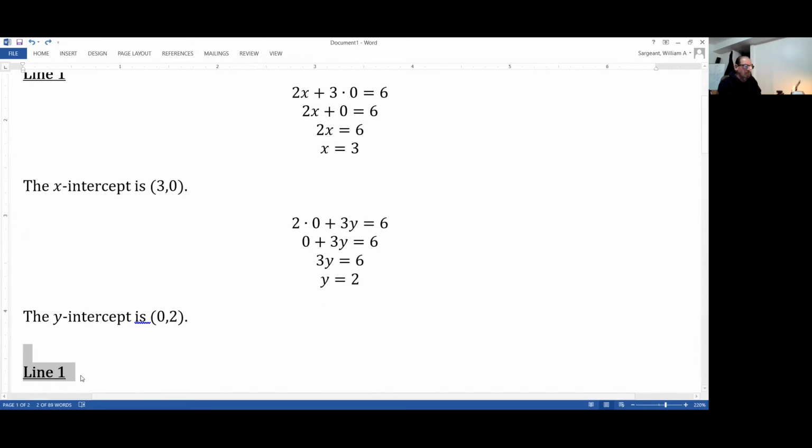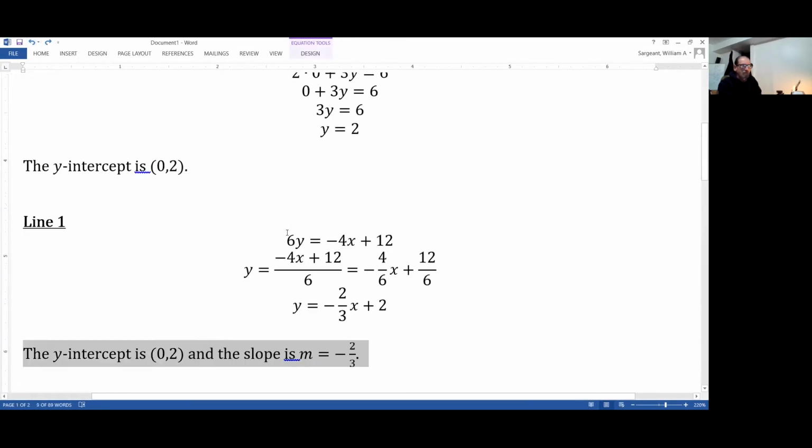And that should say line 2. Fix that in a moment. But when we divide everything on both sides by 6, since dividing by 6 is the same as multiplying by 1/6, I have to distribute that to dividing negative 4x by 6 and 12 by 6. And that gives us that y equals negative 2/3 x plus 2. So we've got our y-intercept at (0, 2) and a slope of negative 2/3.